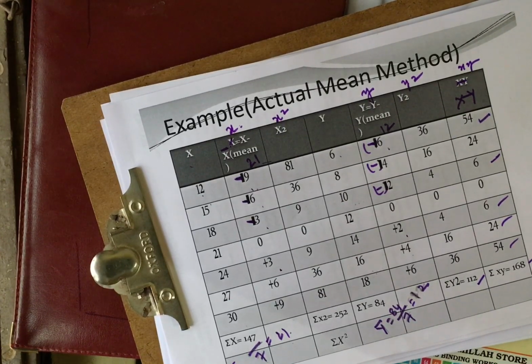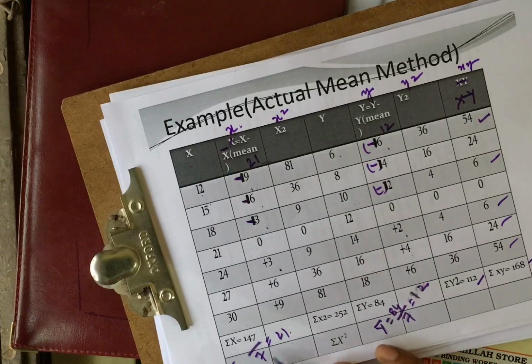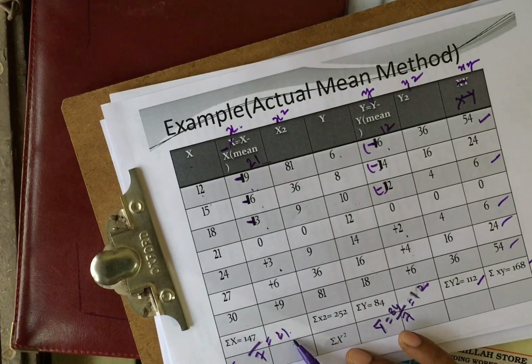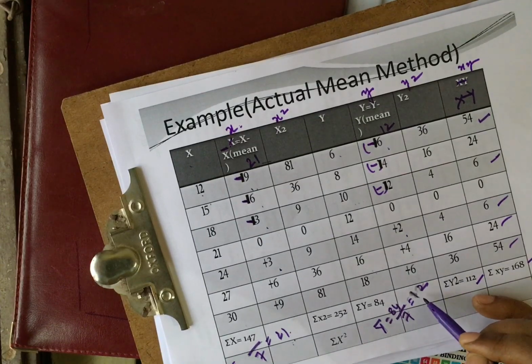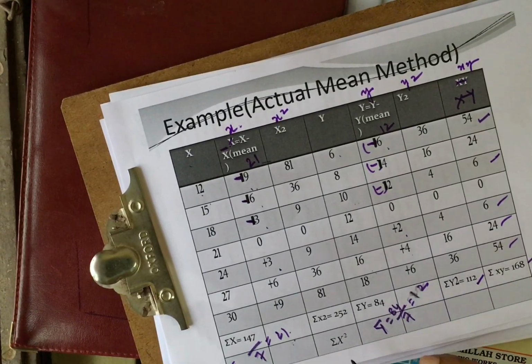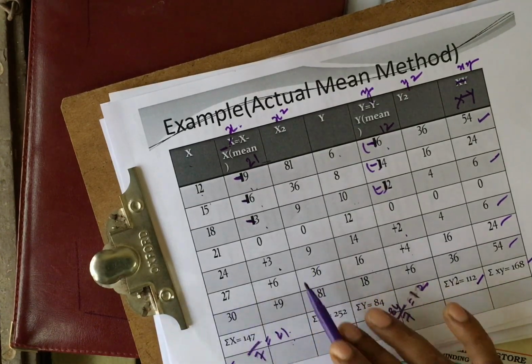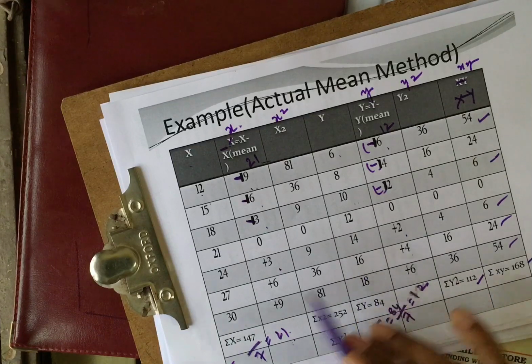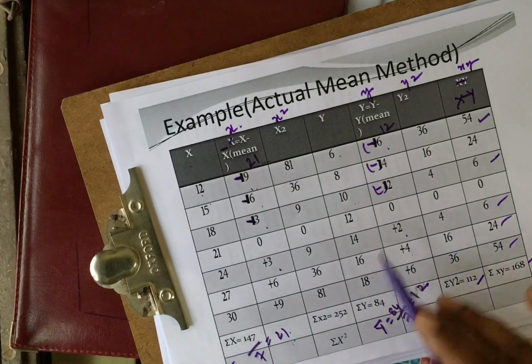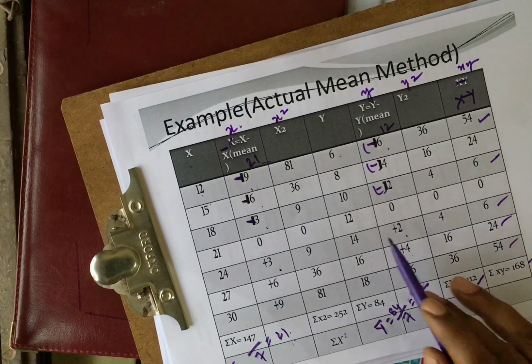When should we take the actual mean method? When the mean is coming without any decimal, means here 21 is a whole number we are getting. Here y mean also we are getting a whole number, 12. So that's why it is easier than the direct method. Because in the direct method we may take more time to calculate, because the numbers are very high. So if you go for the mean method, then it's easy for us.